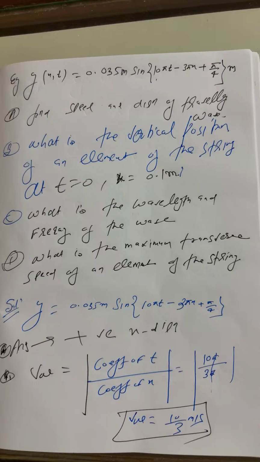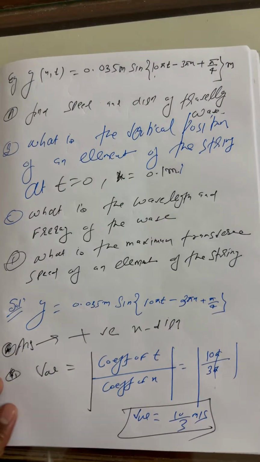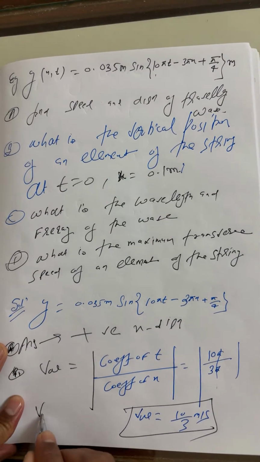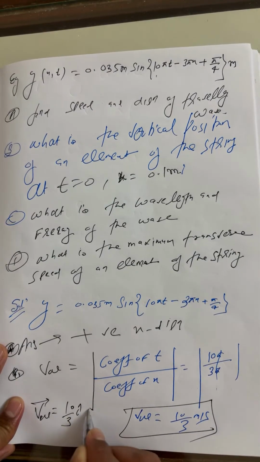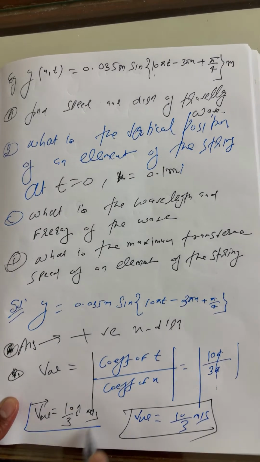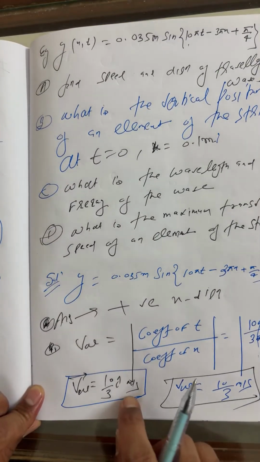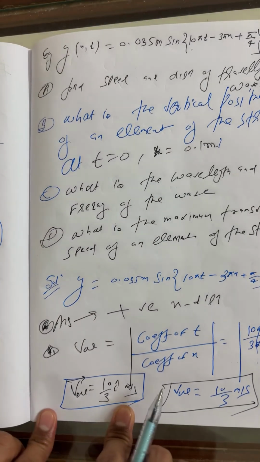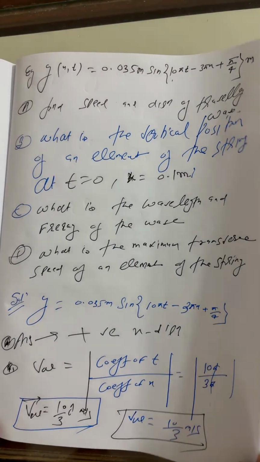Which direction here? Because you mentioned direction, you can write your answer in a systematic way: 10 by 3 i-cap meter per second. This is the wave velocity, 10 by 3 i-cap meter per second. Okay, fine. Now, next.